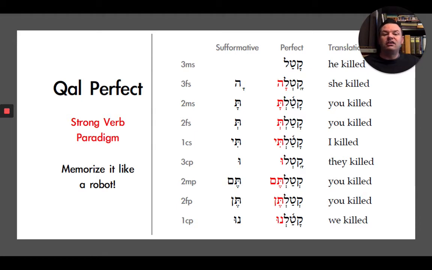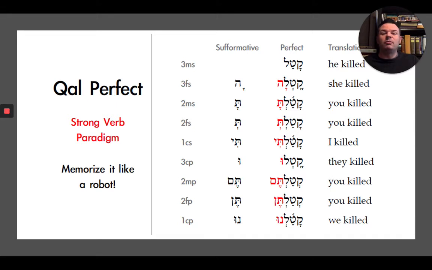If you want to say she killed, it's qatla. If you want to say you killed, it's qatalta. And it's weird because all of the Hebrew grammars use this word qatal, which means kill, as the basic paradigm. The reason why this is used is because this is such an easy verb to see how all of the vowel pointings around it are working. So, in fact, the Qal perfect is even known as the Qal qatal, which is just the third masculine singular form.